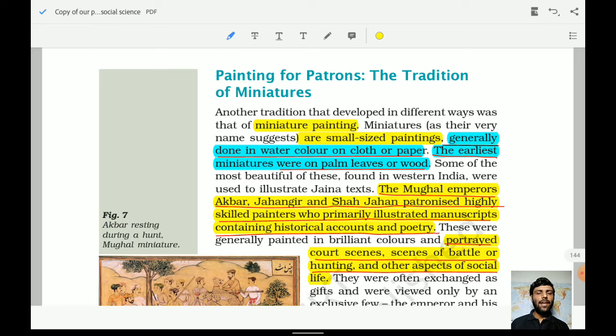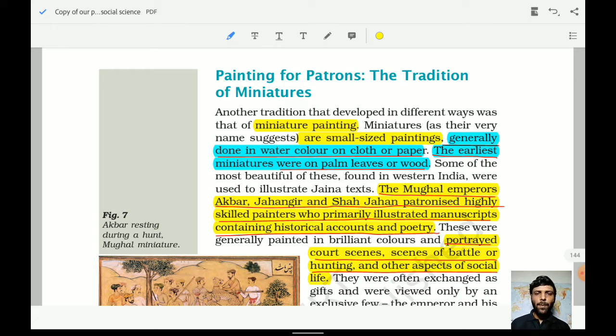As the name indicates, they are called miniature because they are smaller in size, generally done in watercolor on cloth or paper. These small facts, though straightforward, can be asked in the examination in a different form, such as: the miniature painting can only be made on cloth but not on paper. It is not so, because we have already seen that it can be made with watercolor on cloth or on paper. So remember this. The earliest miniatures were on palm leaves or wood.